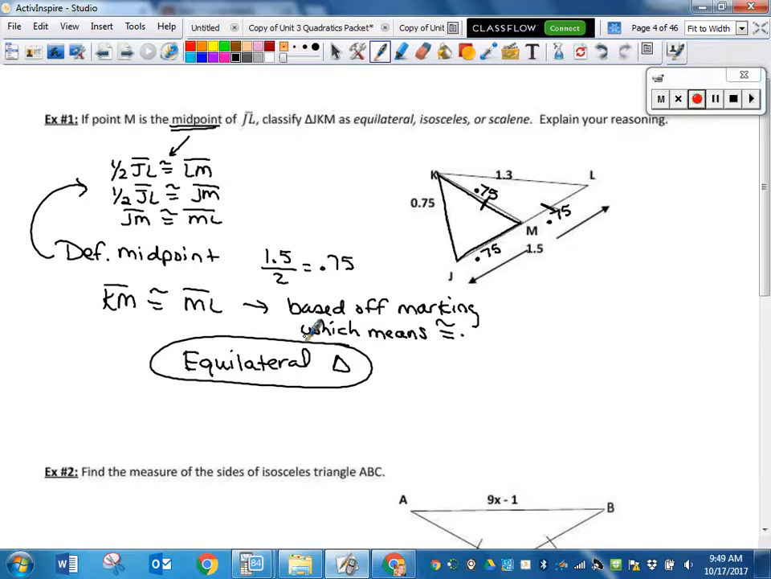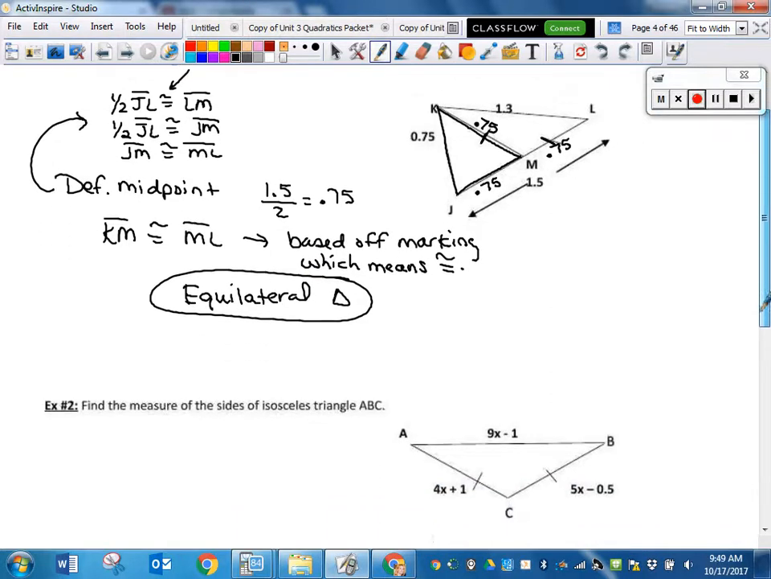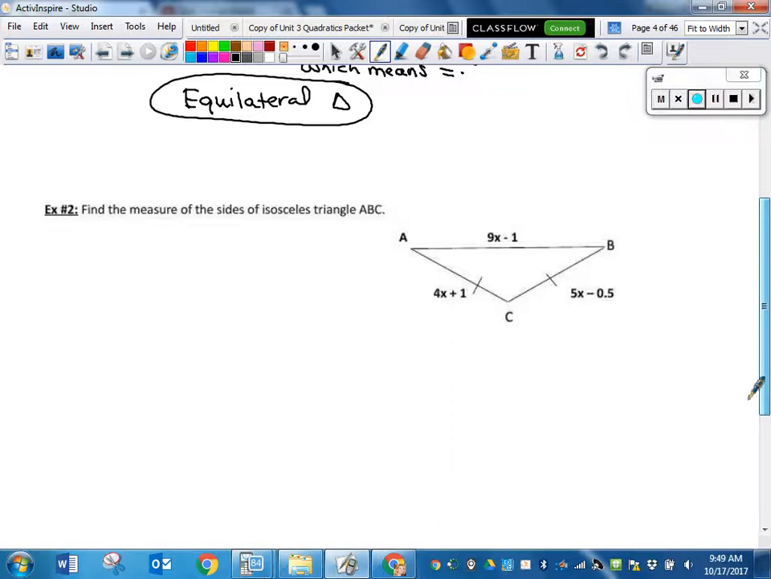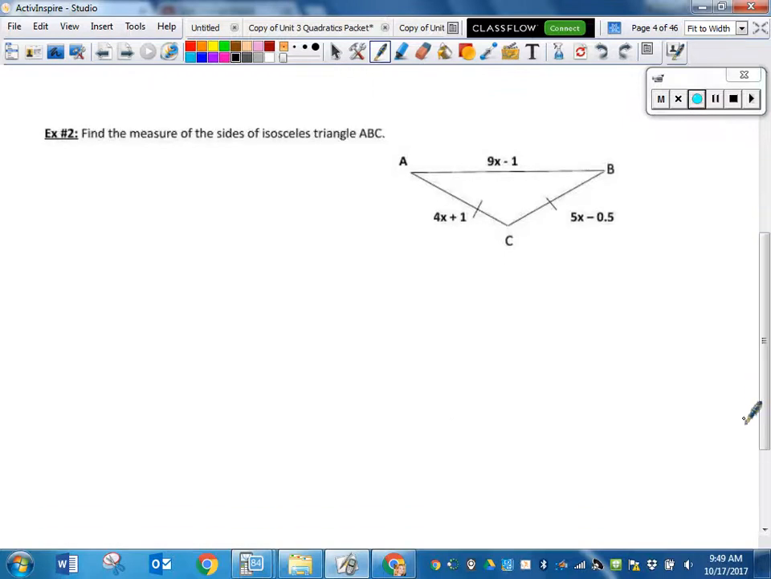So in other words, use the givens just like you do in a proof. You've got to train yourself to think, I need to use what they give me and come up with more information. Probably not going to be one step for most of these. Find the measures of the sides of an isosceles triangle, ABC. Okay, well, isosceles, that's got to pop in your head and say, that means two sides are congruent. Which two sides? Well, they had to mark them for us. Okay, so based off these markings and the fact that it's isosceles, we know that 4x plus 1 has got to equal 5x minus a half.